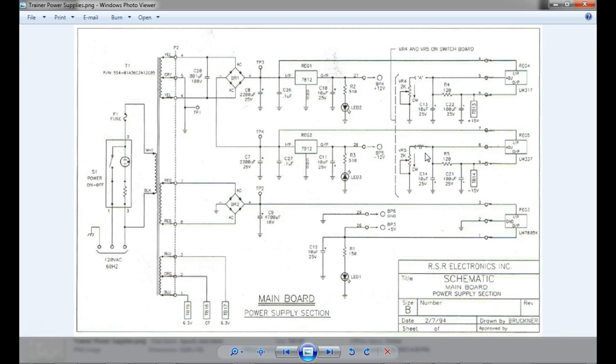Y'all know you lose ground. You've got ground on the primary side of the transformer. You lose it when you come through the transformer because it's magnetically coupled. So if you want the output of your secondary to be referenced to ground, you have to ground it, right? Y'all understand that?